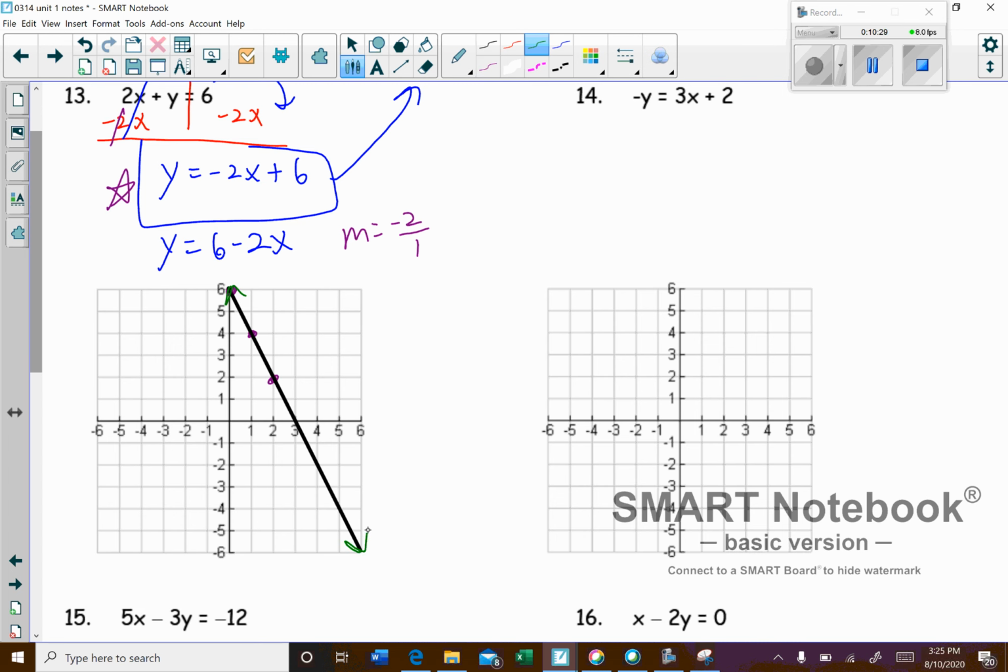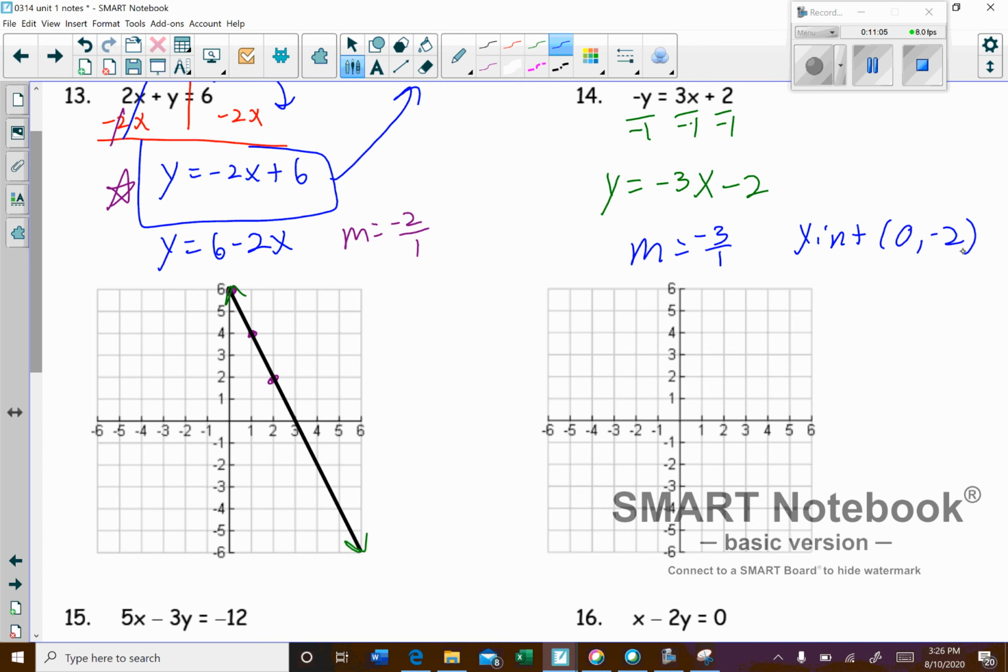Okay. All right, looking at 14, it almost is there, except I have negative y, I need a positive y. So what I'm going to do is divide everything by -1, and that'll just cause a sign change everywhere. So y equals -3x and then -2. Okay, and so let's see, our slope is -3 or -3 over 1. My y-intercept is at 0, -2.